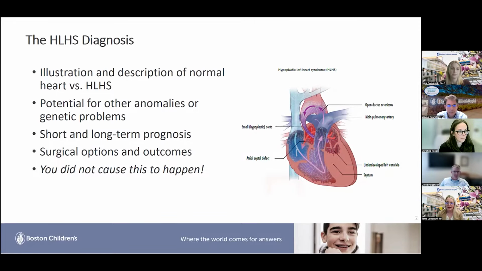Your consult will begin with an illustration of the normal heart anatomy and then of your baby's specific heart problem. The prognosis, surgical options, and outcomes will be presented to you. Most importantly, we want you to know that you did not cause this to happen. It's nothing that you did or didn't do. We know how hard this is for you, learning that your baby has HLHS, and our approach is to be both compassionate and honest.